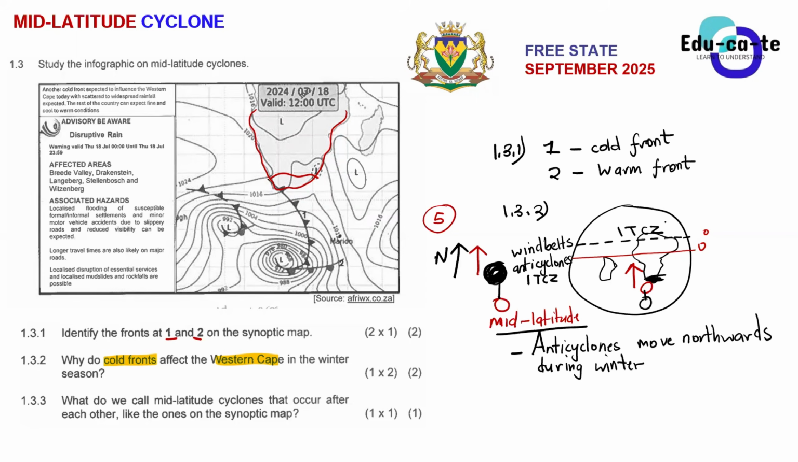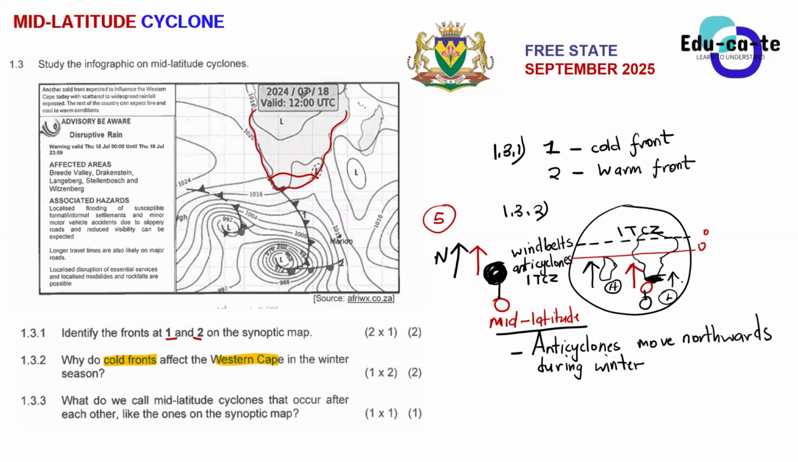And when the intertropical convergence zone shifts and goes northwards, all of these high pressure cells, all of these anticyclones, will also shift and move northwards. And when these high pressure cells are moving northwards, the low pressure cells, which are the mid-latitude cyclones, will also move northwards. But they will never ask you why the anticyclones are moving northwards during winter, because it's something that you learned in grade 11, explaining when the sun is on the Tropic of Capricorn, this is what happens. Tropic of Cancer, this is what happens.